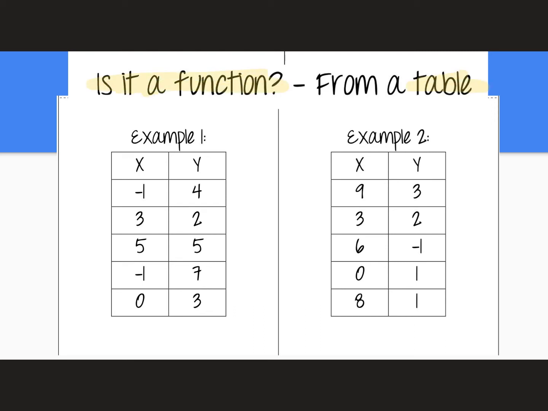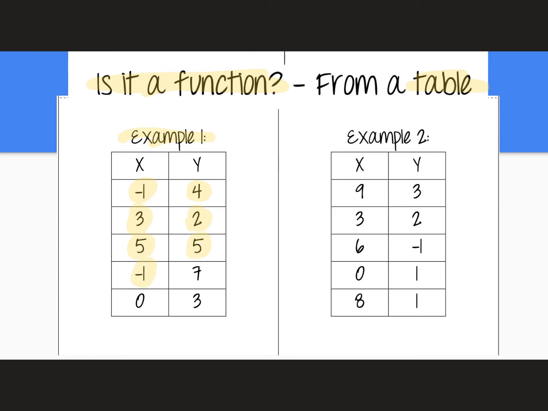And this is from a table. So what are we looking for to tell if this is a function? So example 1, remember that our definition is a function for each input has one output. So let's look at the inputs and outputs. So example 1, input of negative 1 gives me an output of 4, okay. An input of 3 gives me an output of 2, cool. An input of 5 gives me an output of 5, fine.